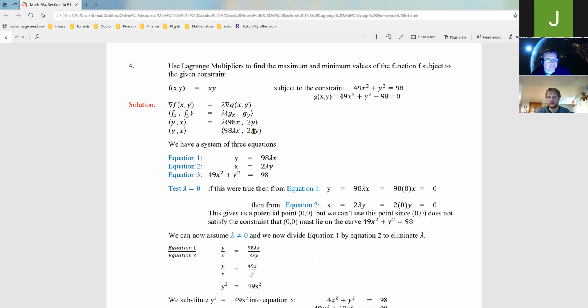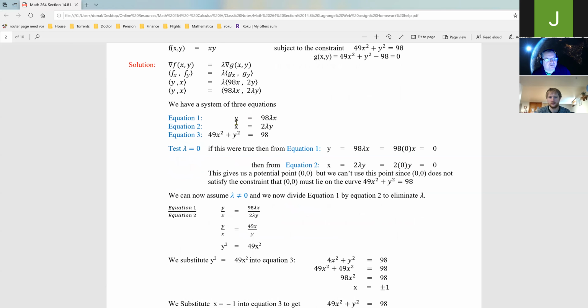So here goes. You set up the deltas, right? These guys here, the gradient of f is equal to lambda times the gradient of g. When you differentiate this with respect to x, you get y. And when you differentiate this with respect to y, you get x. That's not really a mistake. It is what it is. And hopefully this one is correct.